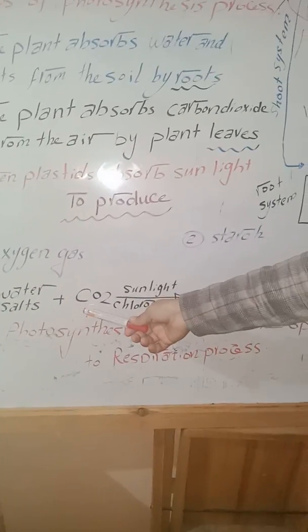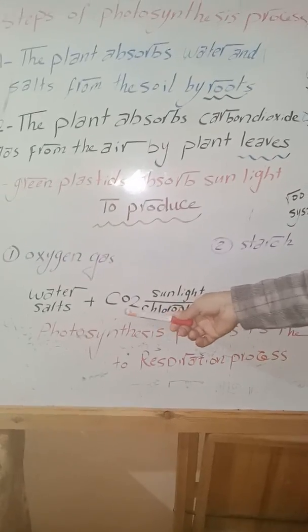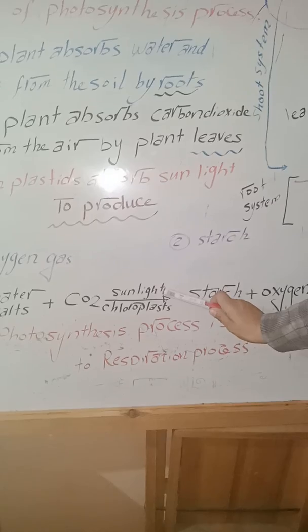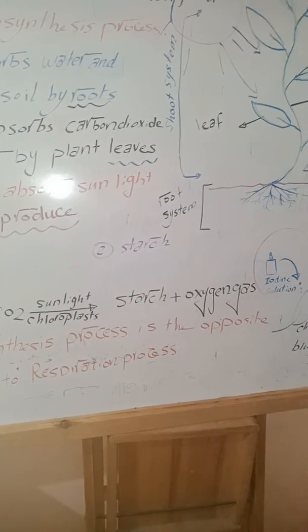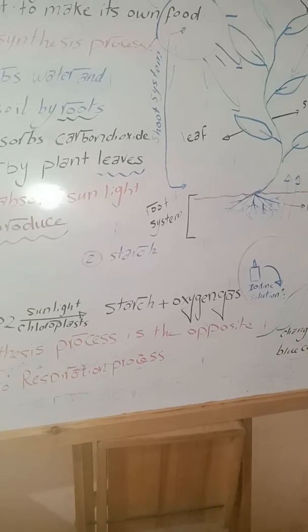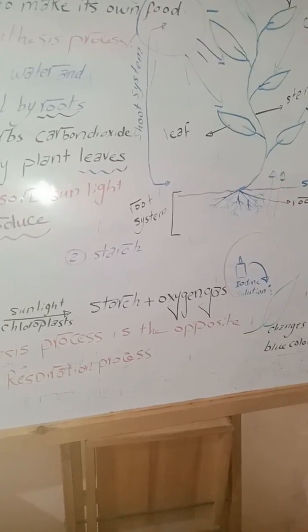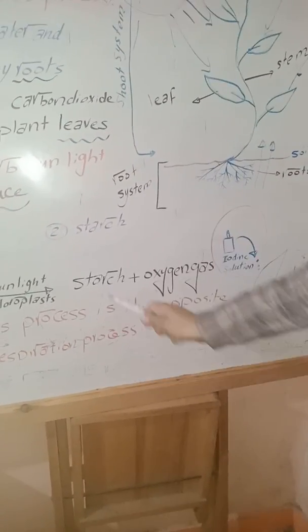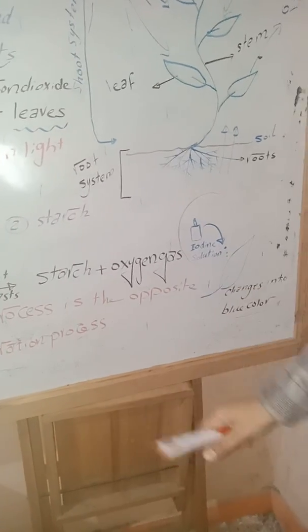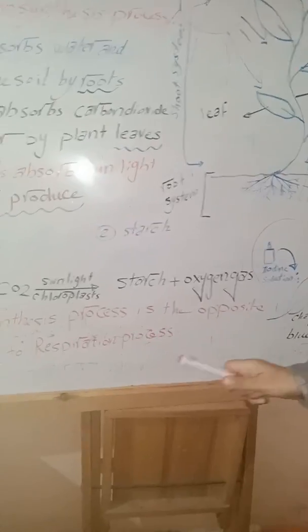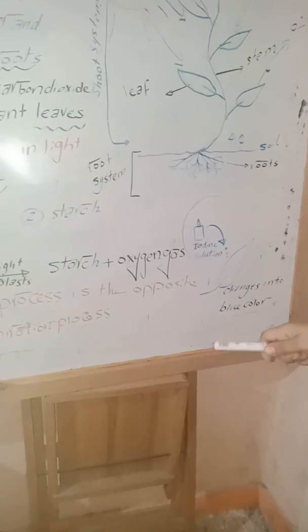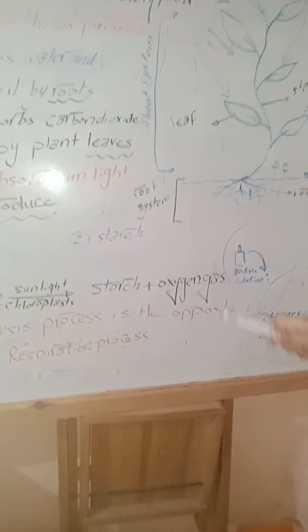I summarize everything I said in one equation: water and salts plus carbon dioxide gas, or CO2, in the presence of sunlight and chloroplasts, or green plastids, which are present in the plant cell and not in the animal cell, produce starch and oxygen gas. The photosynthesis process is the opposite of the respiration process.